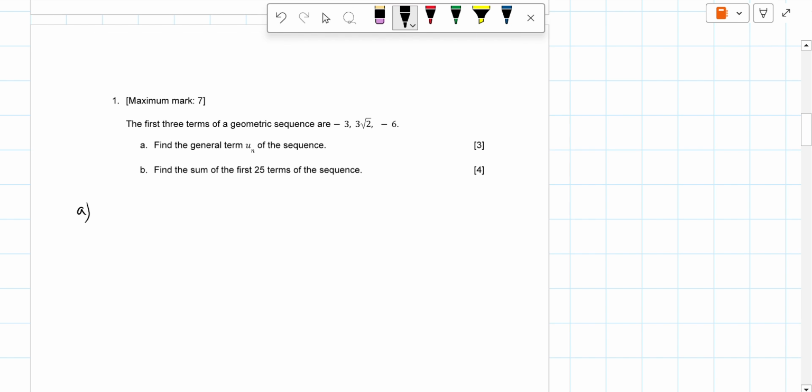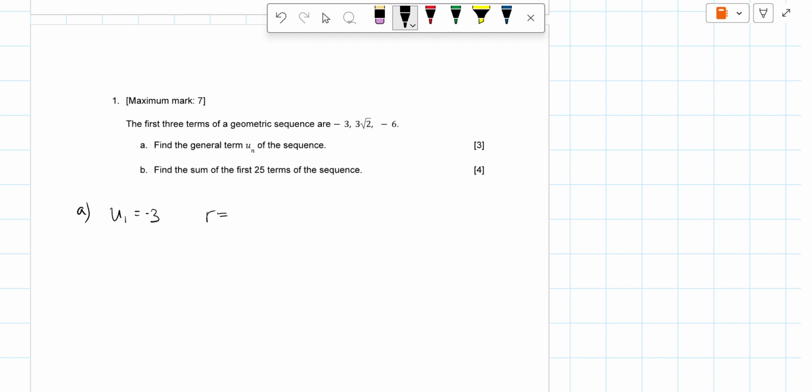The first three terms of a geometric sequence are -3, 3√2, and -6. Find the general term u_n of the sequence. Well, to find the general term, first we need to identify u1 and also r, the common ratio. Well, u1 is easy, it's just -3. But how do I find the common ratio?